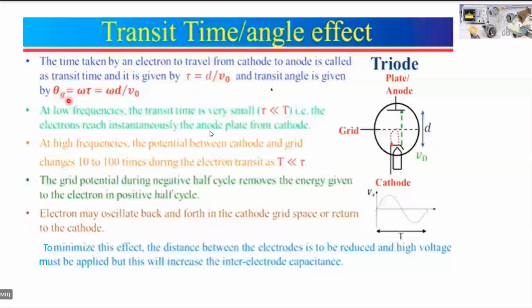So the transit angle becomes what? Omega d by v naught. So now let us say this is the input voltage given to this device, where T is nothing but the time period of the input signal. Now, before analyzing the effect of frequency, let us see what happens if the input voltage of this device changes. So what will happen?